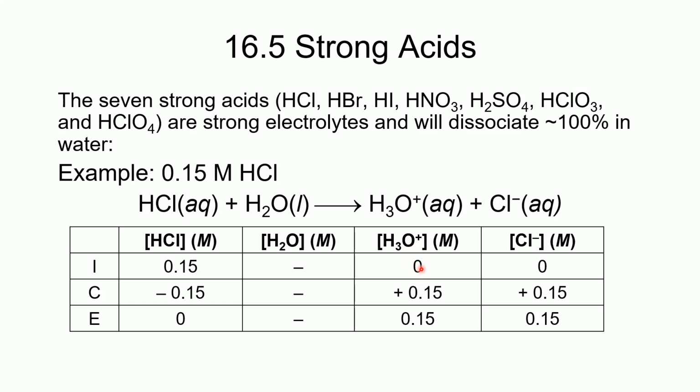For hydronium, it started off at 0, and it will increase by the same amount that the HCl decreases. That gives us 0.15. And if we were interested, we could get the information about chloride. It would also be 0.15. The thing that we're interested in here is the hydronium ion. The hydronium ion concentration at equilibrium is going to be equal to the concentration of whatever our strong acid was initially. And that's the take home from this. So if you know the concentration of the acid, you know the concentration of the hydronium at equilibrium. So we're going to do some calculations on number 44.